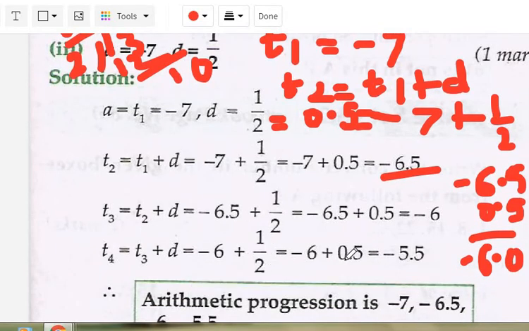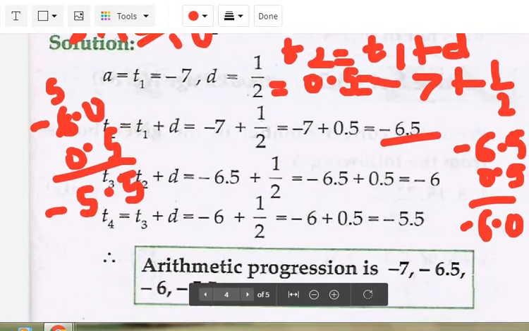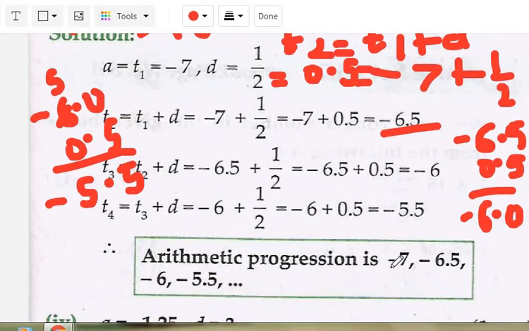T3 plus D. T3 is minus 6 plus 1 by 2. 1 by 2 means 0.5. Okay, now minus 6 plus 0.5 means, remember, minus 6.0. Remember this, and 0.5. Subtract smaller number from greater number. 10 minus 5, 5 point, and for 6, it will be 5, 5 minus 0 is 5, and minus sign is there, therefore here it is minus 5.5. And therefore the arithmetic progression is: first term is minus 7, second term is minus 6.5, third term is minus 6 and fourth is minus 5.5.